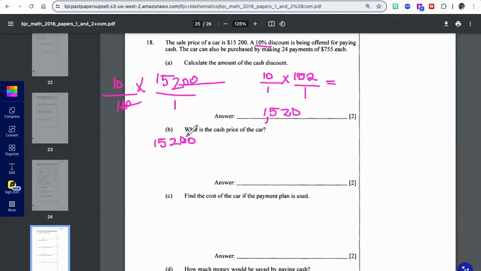And a part of understanding is a part of you explaining what you did. So if we had 15,200 and the discount is 1,520, we have to subtract. Good. Subtract the cash price and the discount. Thank you, Regina. Subtract the cash price and the discount.